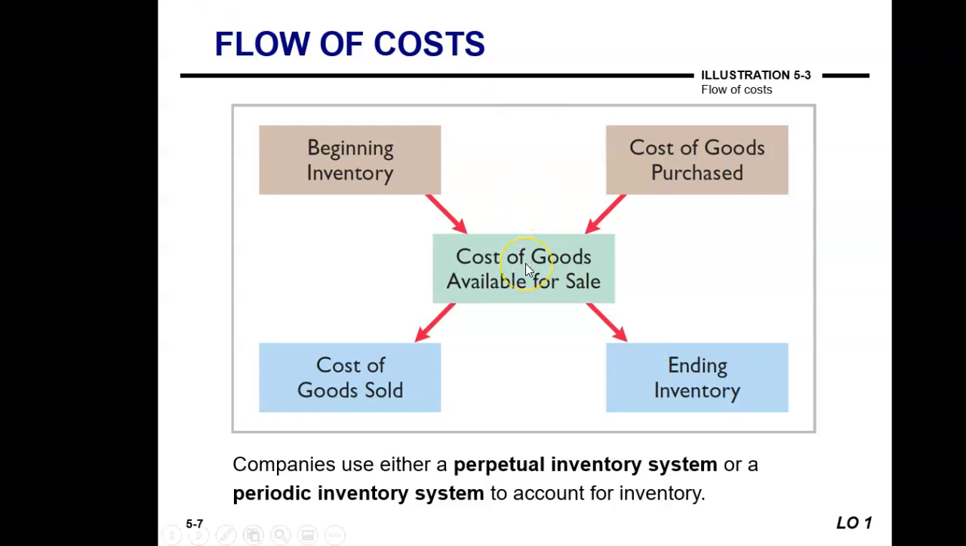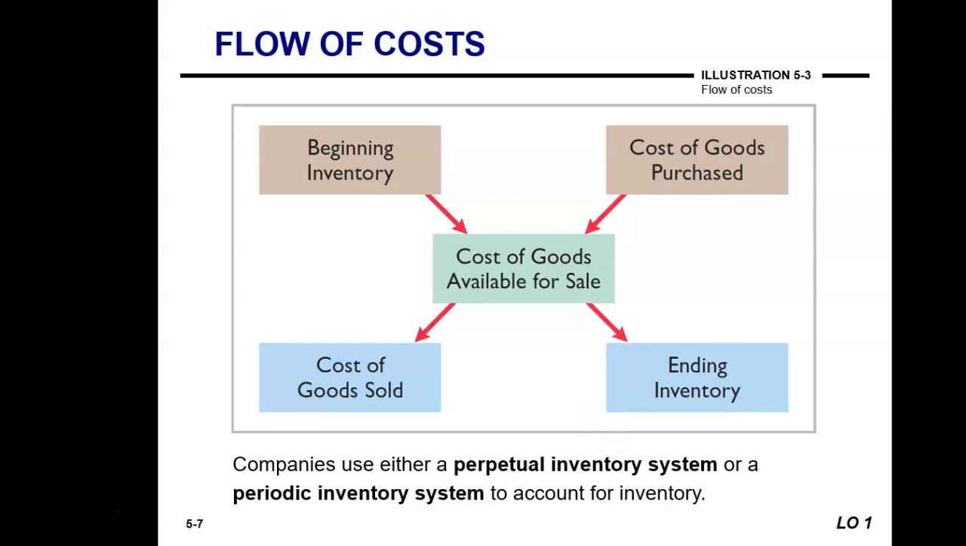If we had 7 TVs and we sold 6 of them, we only have 1 remaining as part of our ending inventory. Now, I'm giving you an illustration based upon quantity, but we'll also look at the cost of those items to determine the value of our cost of goods sold and the value of our ending inventory.